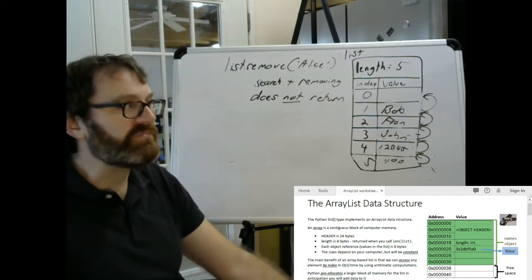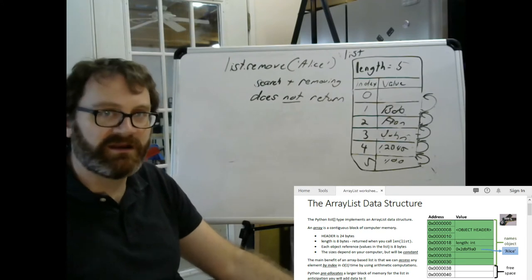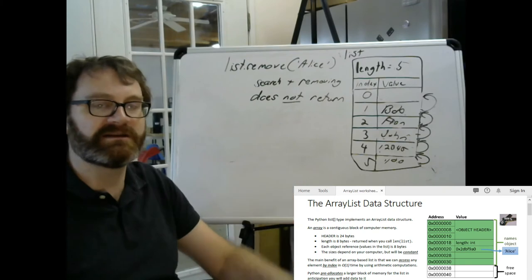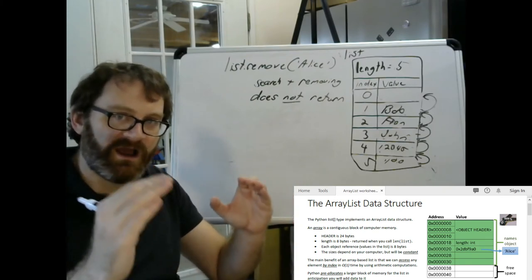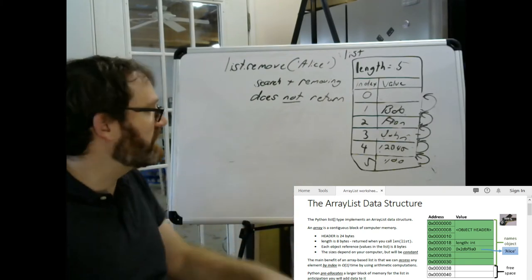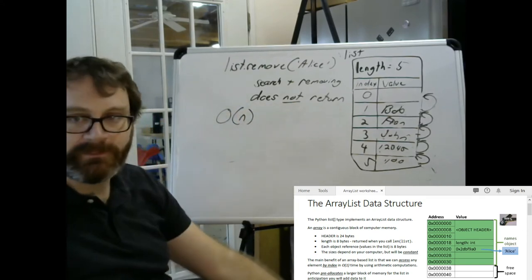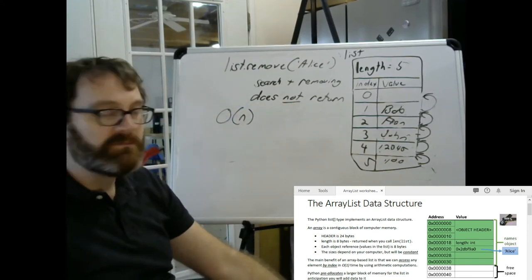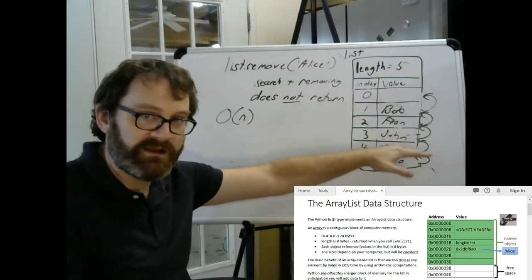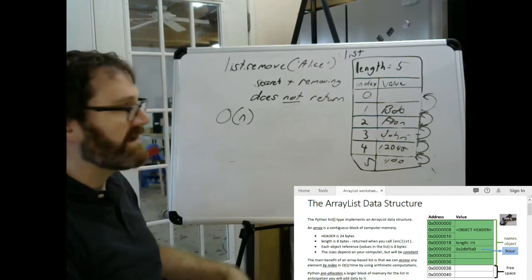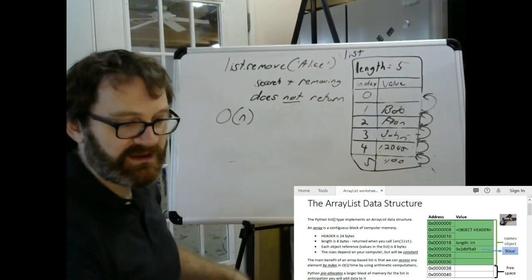Because I don't care about n minus 1. I don't care about the minus 1. It's that n that is the dominant factor. I take the highest order term. So in fact, this is big O of n right here, okay? Because once I remove the thing, I got to shift all the others up. Right? But there's another way that this can be big O of n, and that's the next example.